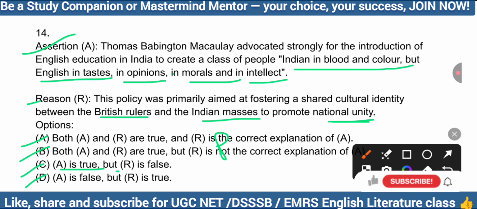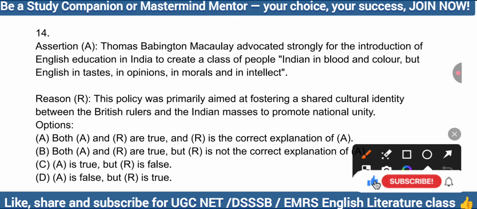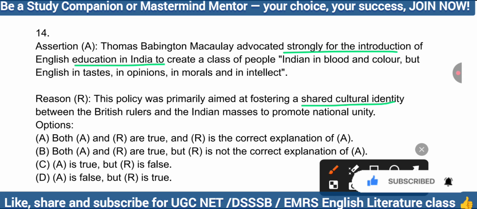So option C: A is true, but R is false. Why? We all know Thomas Babington Macaulay indeed advocated for English education in India to create a class of intermediaries. That is why he gave this statement. However, his goal was not to foster a shared culture. He did not talk about a shared culture, identity, or national unity. This was not their aim. They just wanted to promote English in the education system, but to serve colonial administrative convenience by producing English educated Indians who could act as interpreters between the British rulers and the Indian subjects. They wanted to educate Indians for their own benefit.